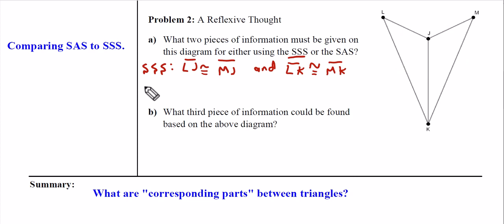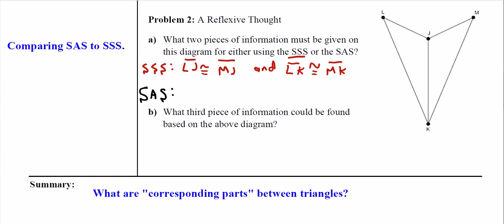Now here's something to think about a little deeper. What if I wanted to do the SAS on this? Side angle side. Well, you know that by the reflexive property I'm going to get this. So we don't need that, right? We're requesting two pieces of information. I can pull off the reflexive property in this one, so I don't need that one.